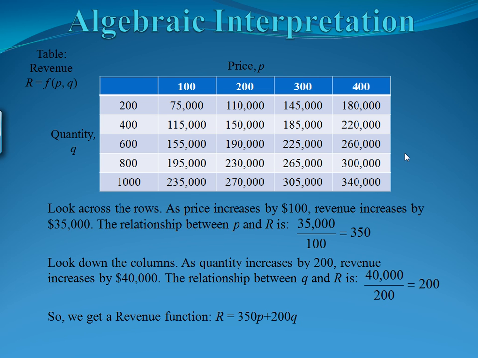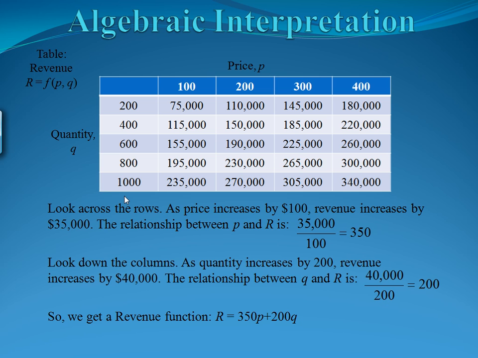Let's look at some algebraic interpretation. Sometimes when we have a table, we want to figure out what the equation was that generated that table. So how do we do that? Well, here we have a table that represents revenue. Revenue is going to be a function of price and quantity. So here, the table reads across the top we have various prices, 100, 200, 300, 400, and various quantities, 200, 400, 600, 800, 1000, down the first column.